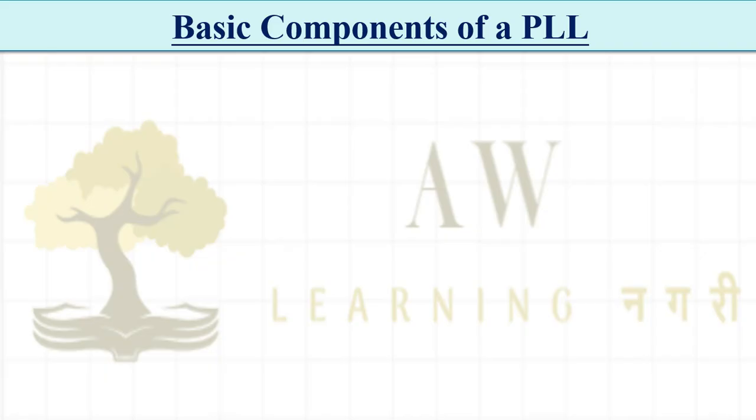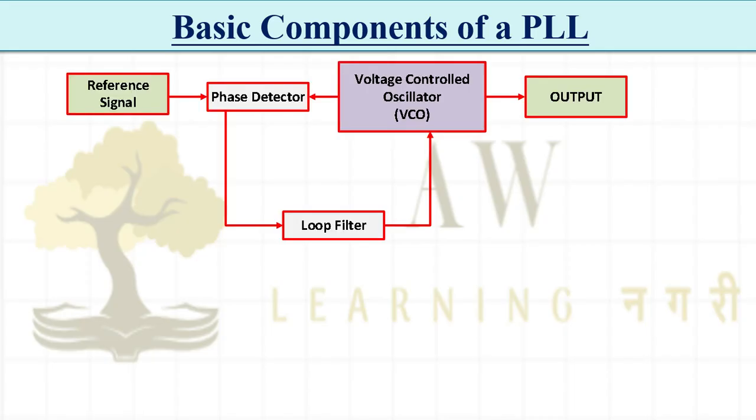Now, what is the block diagram of the PLL, and what are the different components in the PLL? We should know that. You can see this block diagram of the PLL. What are the different components available? I am going to give some reference signal, because I want the output frequency to be the same as my reference frequency, so I give one frequency as my reference input signal.